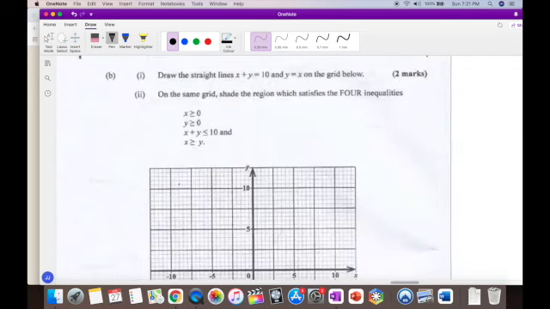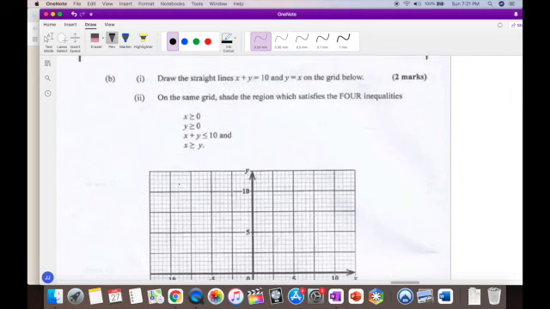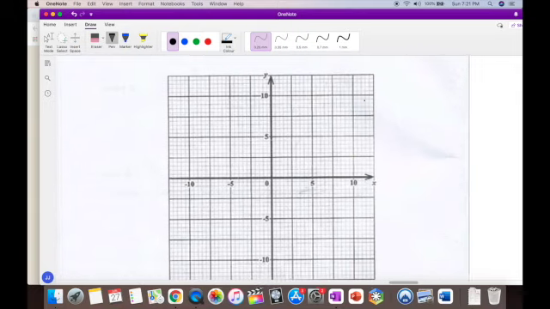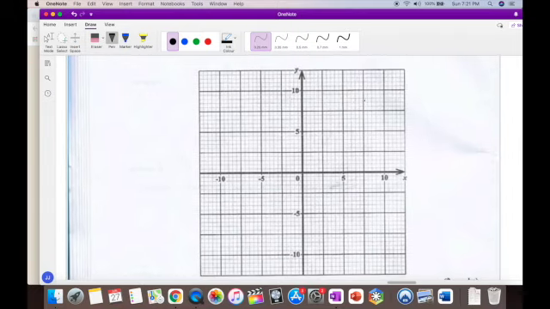Okay, so we have a bit of an inequality question here. It looks like, draw the straight lines x plus y is 10 and y is equal to x on the grid below. Well, to draw any line, we just need 2 points. So let's just see the line y is equal to x. Well, we could say 0, 0. So we have the point 0, 0.